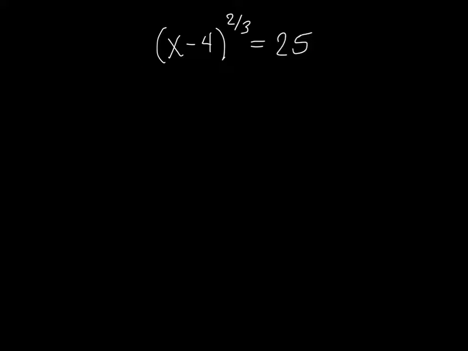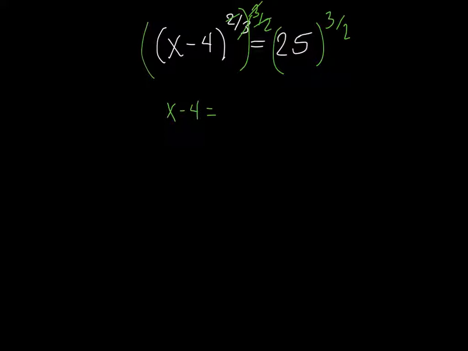And now I want to get rid of this 2/3, and it's a fraction, and I want it to be 1 now because an exponent of 1 is what I'm looking for. So in order to get that, I need to raise it to the reciprocal. So now it's going to be to the 3/2. And then I do that on the other side to the 3/2. And the nice thing about this is the 3's cancel, the 2's cancel. And so now I just have x minus 4 on the left-hand side.